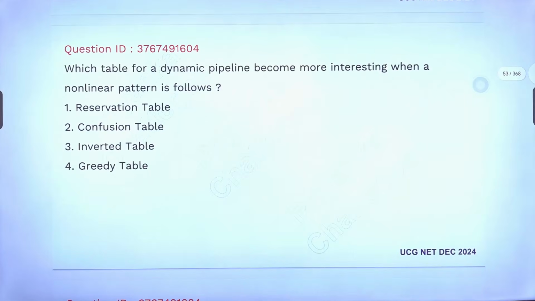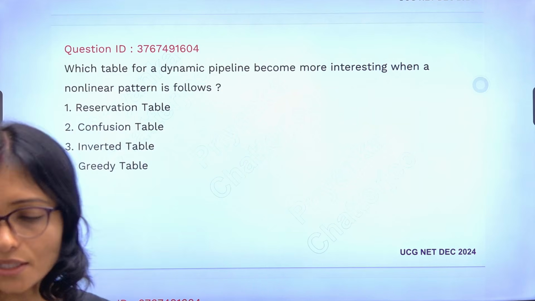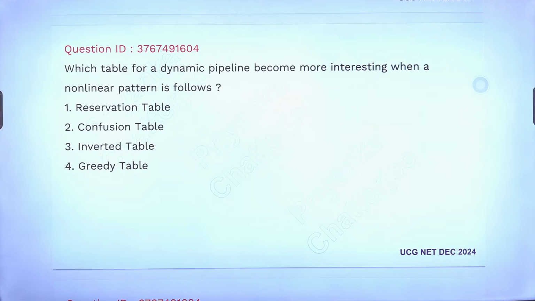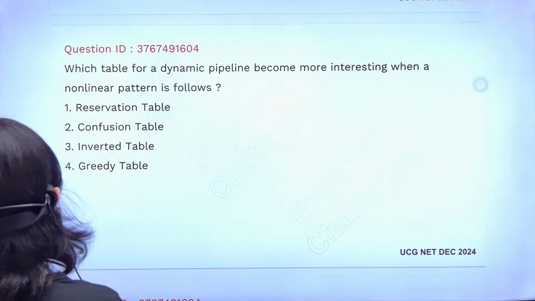Now pipeline question. Okay, Jagan Mohan, don't worry. It may happen because you are at home. At the time of exam, no one will be there. You can completely concentrate. No problem.